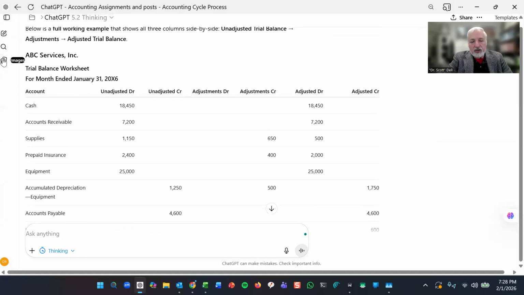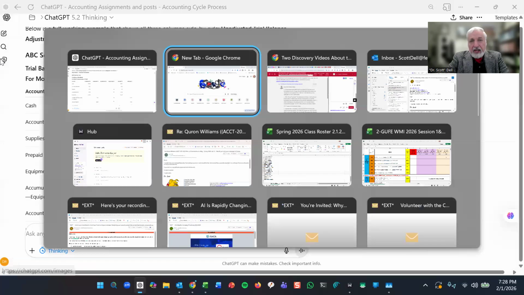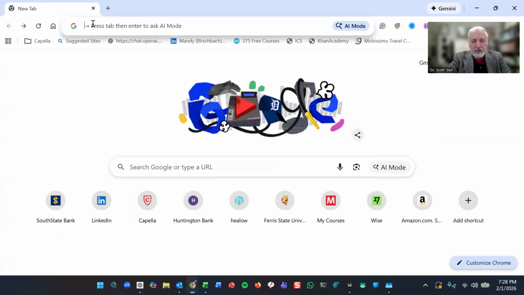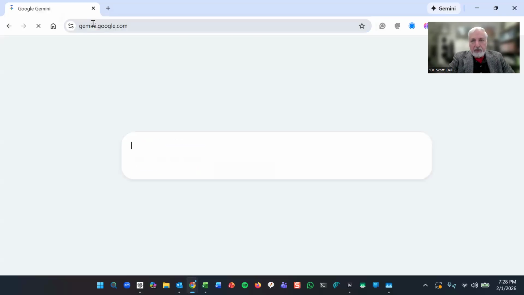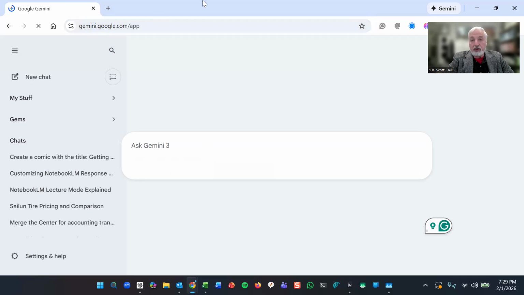But I'm going to now go over to Gemini. And they also have a study and learn mode. That's pretty cool. So let's go in, type in Gemini.google.com. And by the way, last I checked, as a student, you can still get a free year of the pro version of Gemini. If you have a chance, you may want to check that out and scope that out, get an idea of what that's all about.